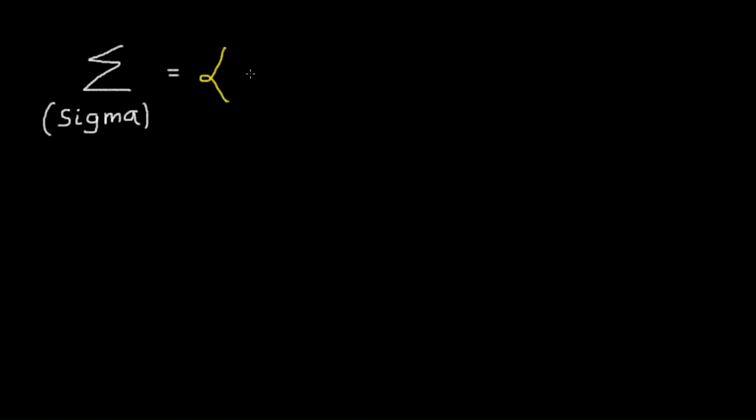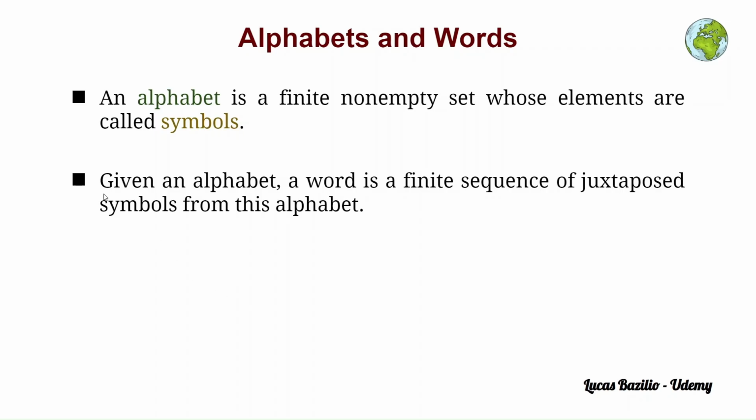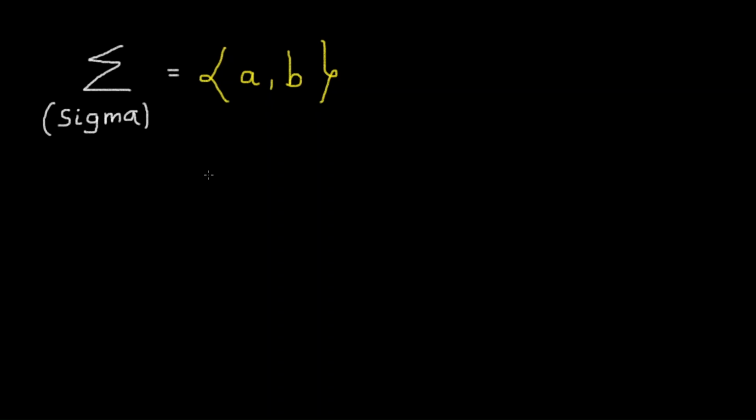For instance, the alphabet AB is a possible example of an alphabet. In this case we have two elements, the element A and the element B. Now, given an alphabet, a word is a finite sequence of juxtaposed symbols from this alphabet. For instance, AB will be a word of this alphabet, formed by the symbol A and the symbol B. It will also be a word of this alphabet, for instance, the word BBB. It is a word of three elements of the symbol B.